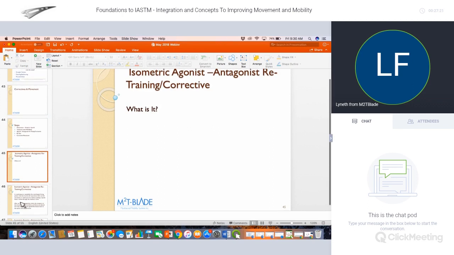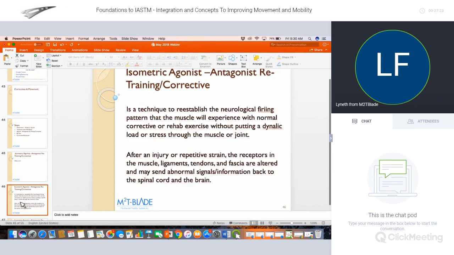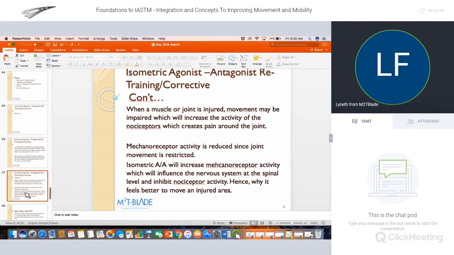So what is IASTM retraining? This is a technique to reestablish the neurological firing pattern that a muscle will experience with normal corrective rehab exercise, without putting dynamic load or stress on the muscle or joint. After an injury or repetitive strain, the receptors in the muscle, ligaments, tendons, and fascia are altered and may send abnormal signals back to the brain and the spinal cord.